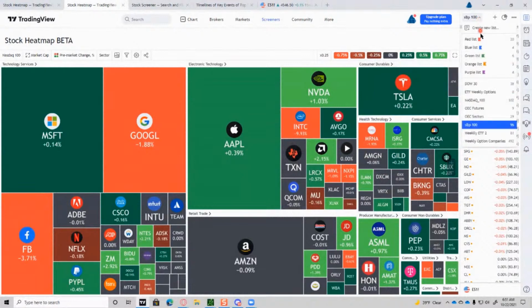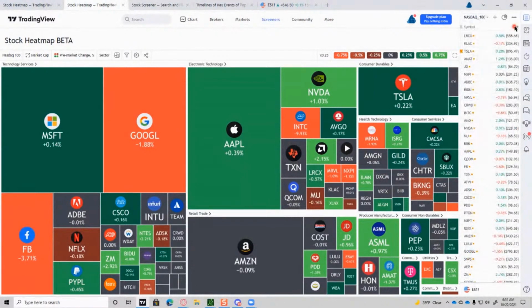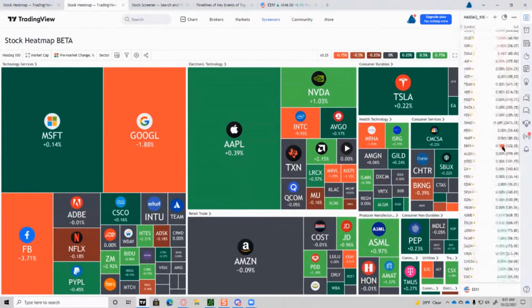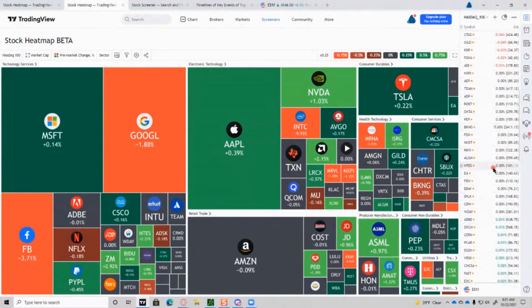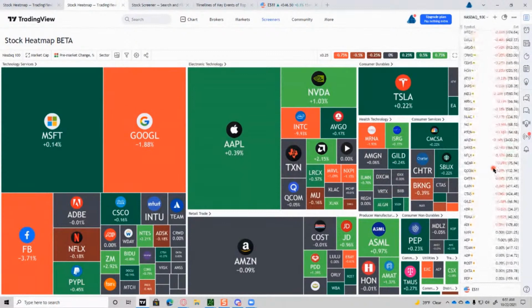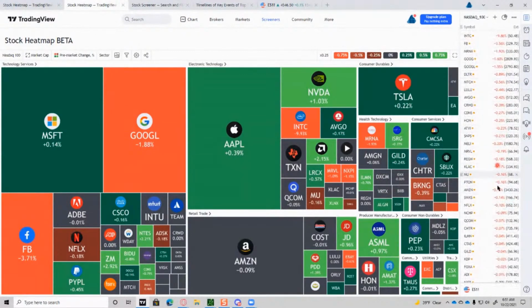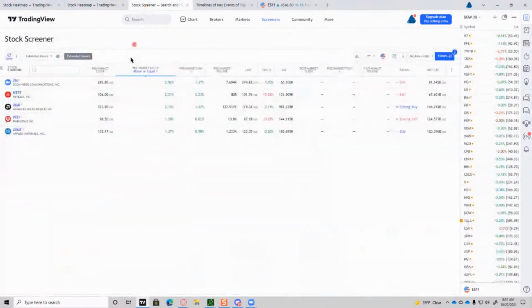So I want to change this to Nasdaq 100, sort it by change in the pre-market. We got a handful of names that are flat, basically not doing anything. More than a quarter of the names are in red, but again, it's less than a quarter of a percent. A lot of these names are down slightly. Not negligible, basically.